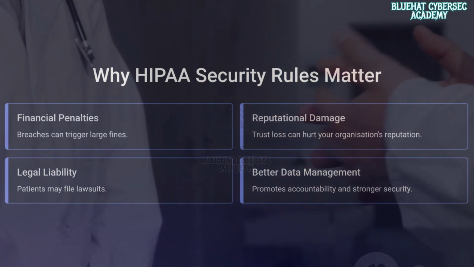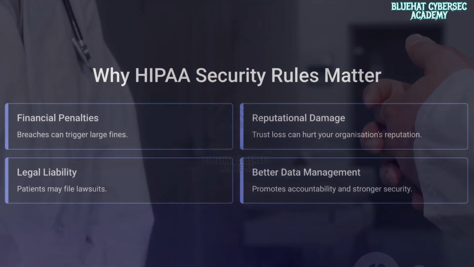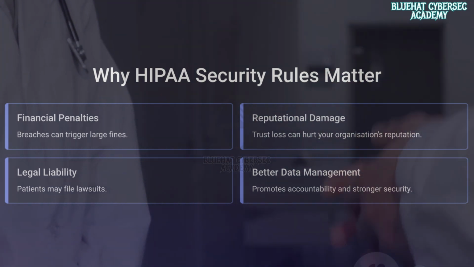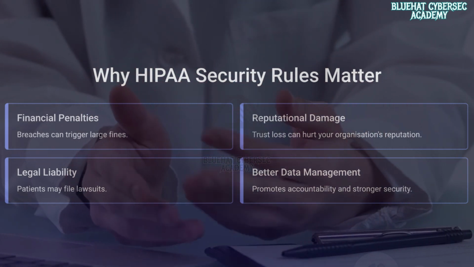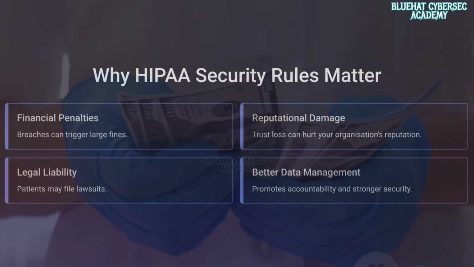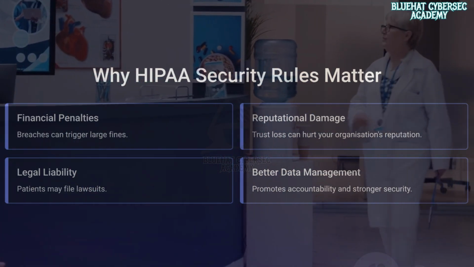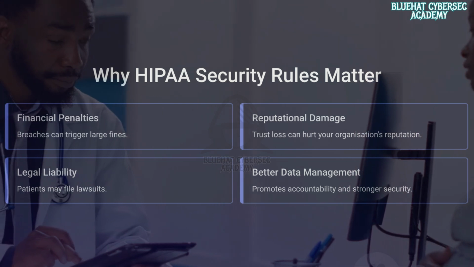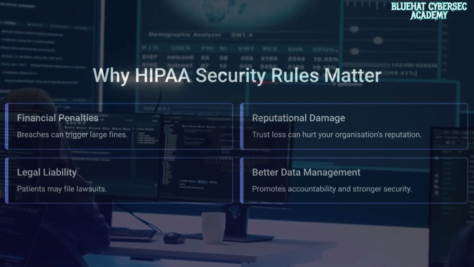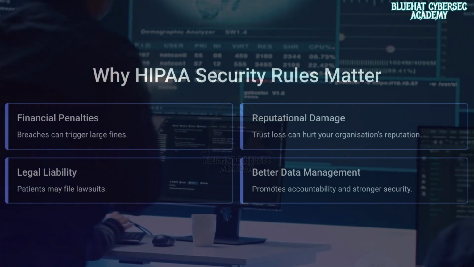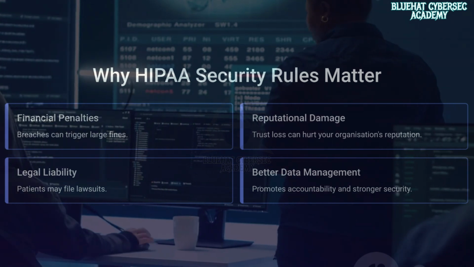Why do HIPAA security rules matter? These rules aren't just legal requirements. They're essential for building trust between patients and healthcare providers. Breaches in ePHI can be costly and damaging. Financial penalties can reach thousands or even millions of dollars. Reputational damage can erode patients' trust in an organization. Legal liability can arise if affected patients file lawsuits. Beyond compliance, HIPAA security rules encourage better data management, staff accountability, and security strategies, all of which protect both patients and organizations.